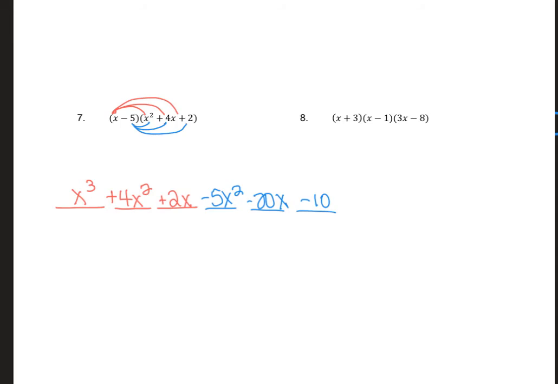So now I'm going to go through with my highlighter, and I'm going to figure out where my like terms are. So again, like I said, usually it's the first term and the last term that don't combine with anything, and some are out of order. So this x to the third doesn't combine with anything. 4x squared combines with negative 5x squared. 2x combines with negative 20x, and then I have this negative 10 on the end.